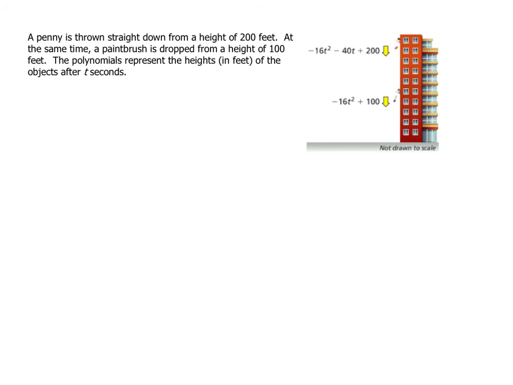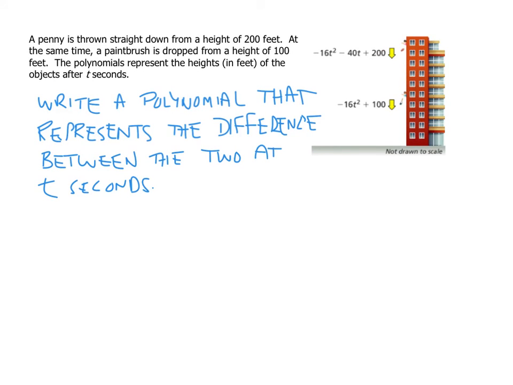So we want to do a couple of things. Let me pause for a second just to give you the words. We want to write a polynomial that represents the difference between the two at t seconds. So difference, subtraction. Basically this is just asking us to subtract. On the previous examples, I did those horizontally. This is set up to almost be a good vertical one to practice on.